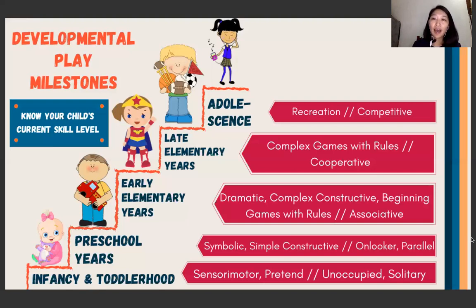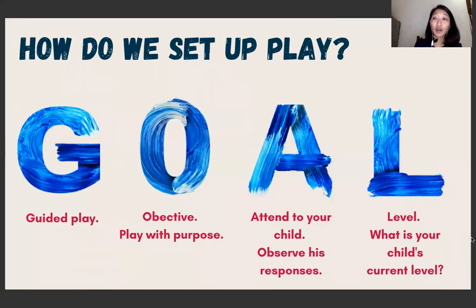Now, how do we set up play? We need to have a goal. There are 4 things to remember. Number 1, guided play. It is our role as significant adults in our children's lives, especially mommies and daddies, to guide our children through careful modeling of the play processes and provision of the right play materials.